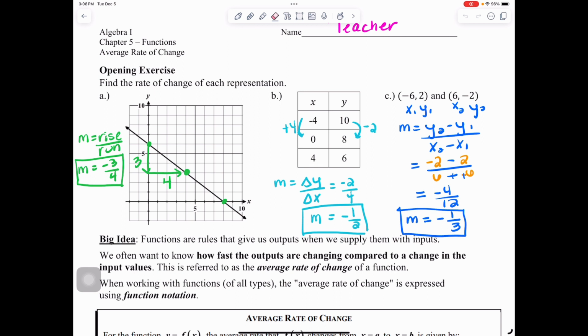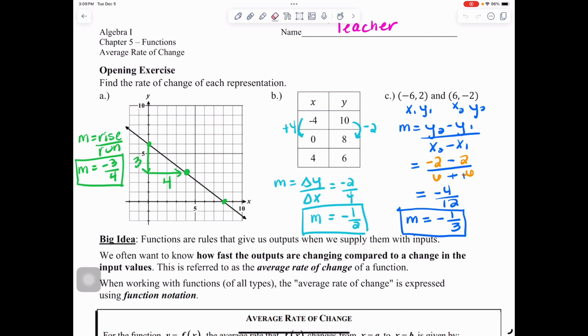For a table of values in the middle, you want to find your change in Y and put that over your change in X. Remember that little triangle symbol stands for change. So you're basically subtracting your Y's, subtracting your X's. From 10 to 8, it went down 2. From -4 to 0, it went up 4. So that means you have -2/4 or a slope or rate of change of -1/2.